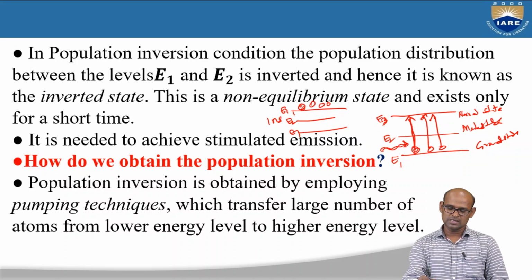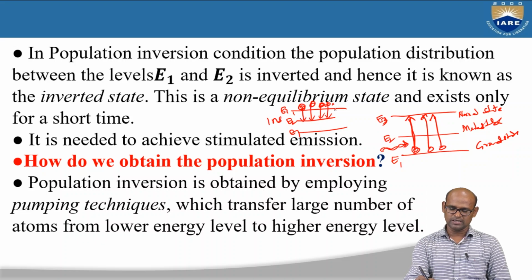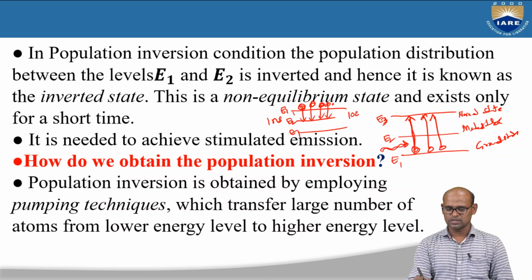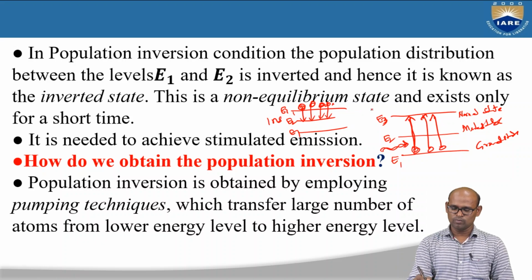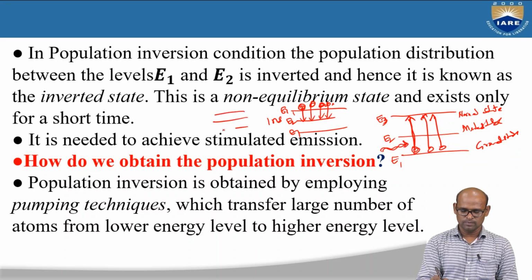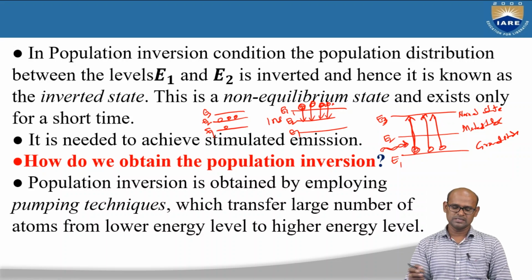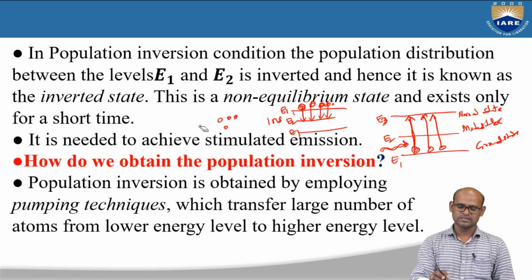Because the lifetime is very small in the normal excited state, the atoms are going to decay to the metastable state E2. E2 is a metastable state, so the lifetime is more here, 1000 times more than the normal excited state. So there will be more atoms in E2 compared to E1. That is how we achieve population inversion between E1 and E2. E2 is called the upper lasing level and E1 is called the lower lasing level.